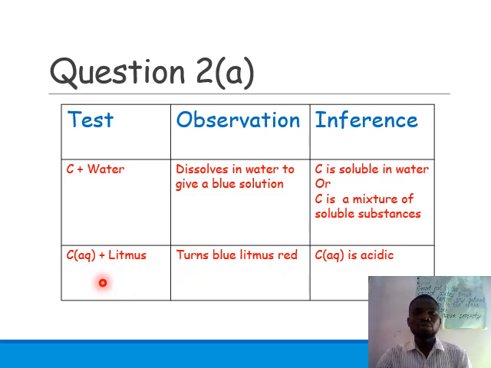Now, you may also be asked to test the solution with litmus paper. So now say C aqueous. Can you see the difference? This one is ordinary C, where you can put solid here. C aqueous means plus litmus, so your litmus paper will be blue or red. It turns blue litmus red, so C aqueous is acidic. Why is it acidic? Because copper sulfate, when dissolved in water, gives an acidic solution due to hydrolysis. Now let's move on to the next question.